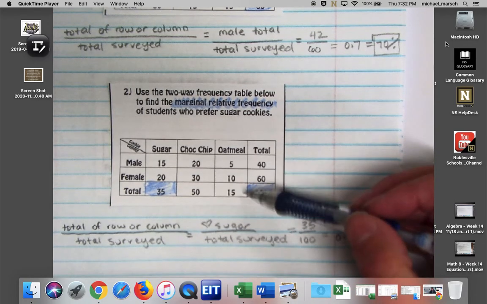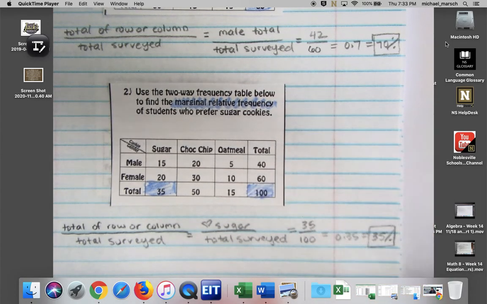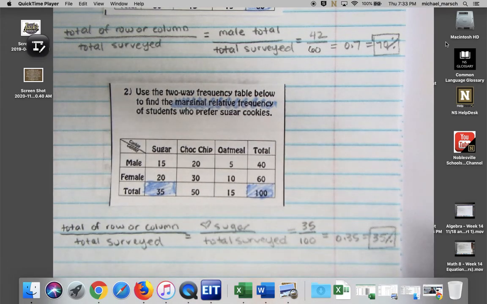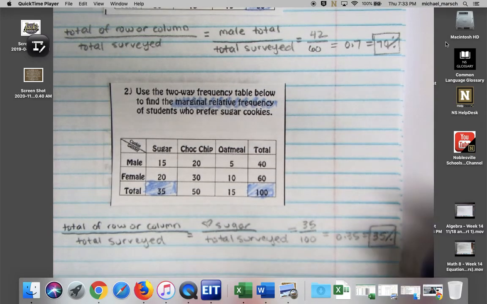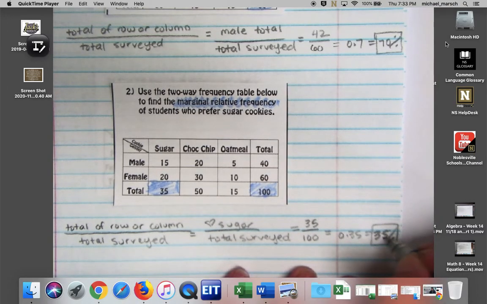I don't know who these 15 are that prefer oatmeal. I've never met a human that prefers oatmeal cookies over the other two options, but it is what it is. I'm sure there are people out there like that. Maybe you're thinking, hey, that's me. Don't make fun of me. I'm not making fun. I just think there's better desserts to be had.